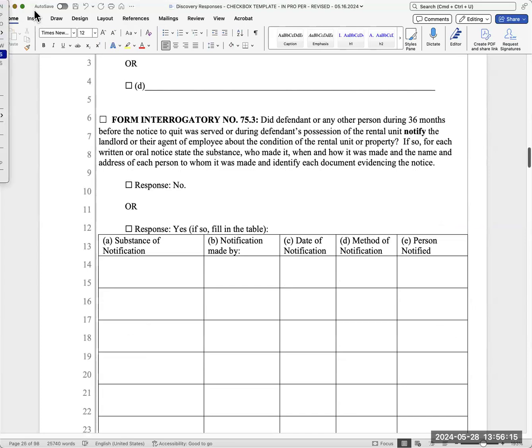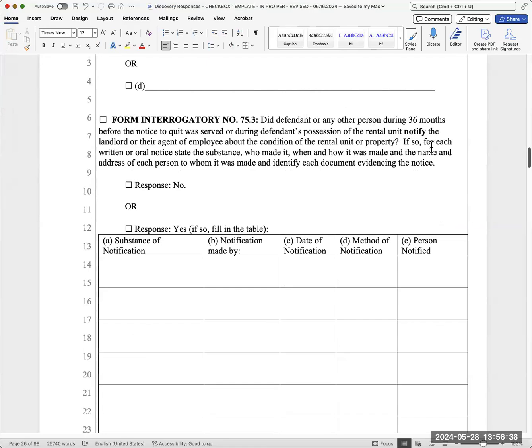75.3 is: did defendant or any person, during the 36 months, the 3 years before the notice to quit was served, during defendant's possession of the rental unit, notify the landlord or their rental agent or employee about the condition of the rental unit or property.